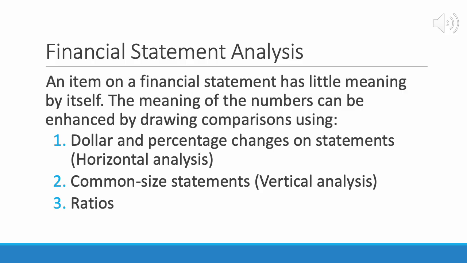Overall, there are three major types of financial statement analysis. Horizontal analysis examines dollar and percentage changes over time. Vertical analysis, creating common size statements by expressing each item as a percentage of a key total. Ratio analysis, which uses ratios to evaluate performance areas such as liquidity, profitability, and solvency.